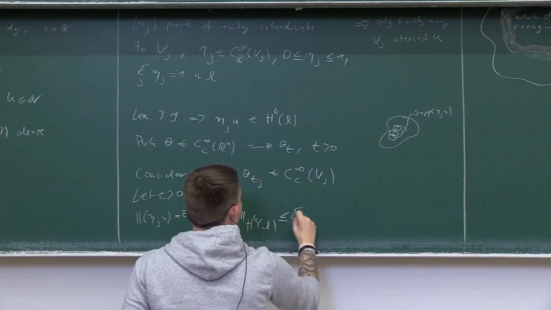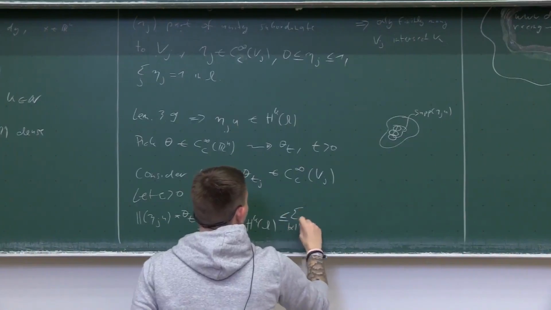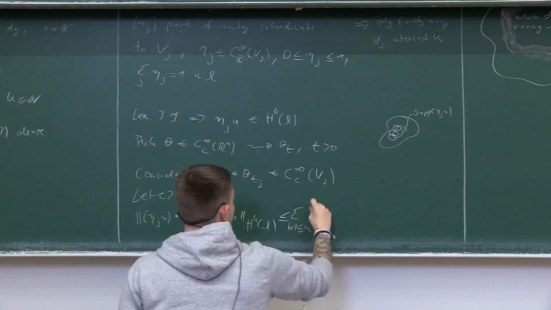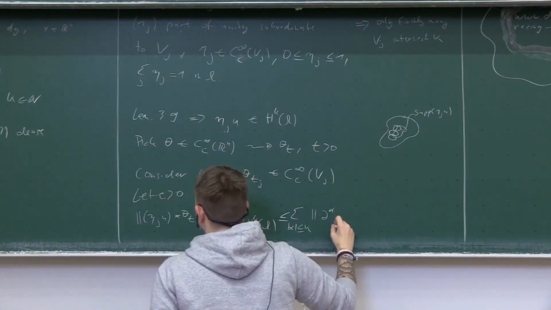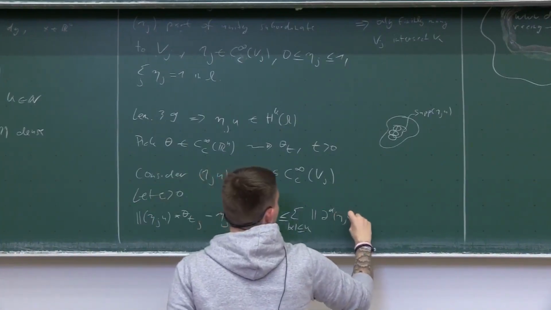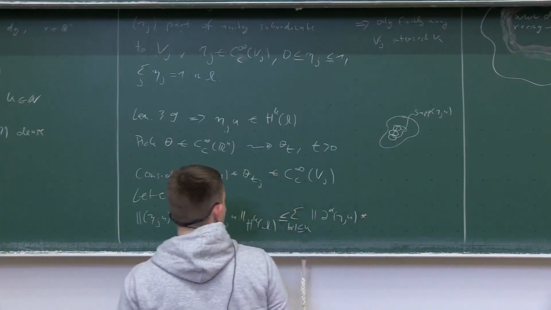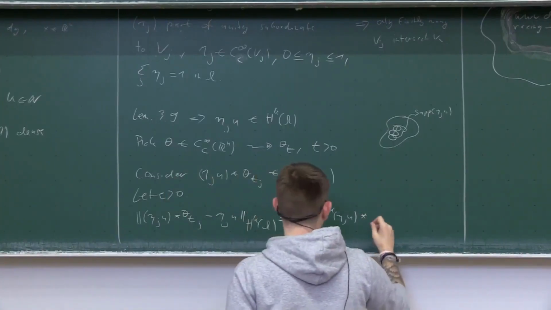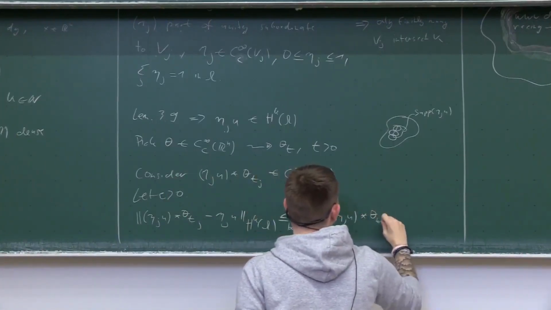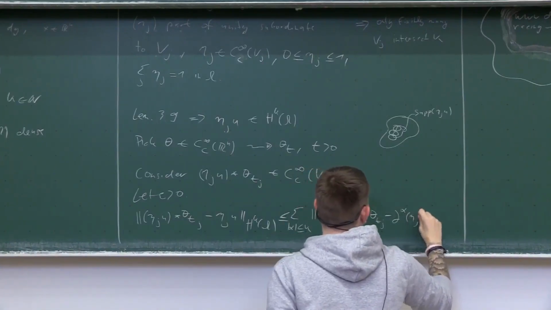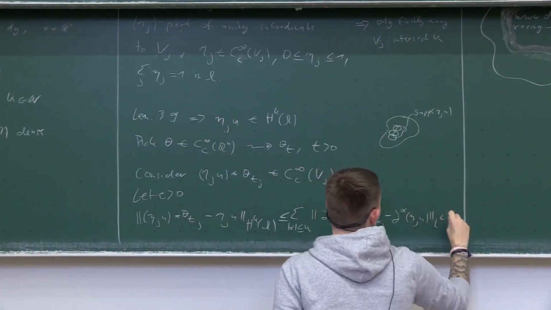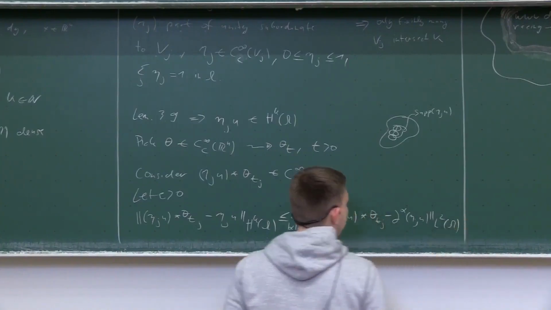So this will give me a sum over alpha at most k. And I have here d^alpha (eta_j u mollified with theta_{T_j}) minus d^alpha (eta_j u), all in the L2(omega) norm.